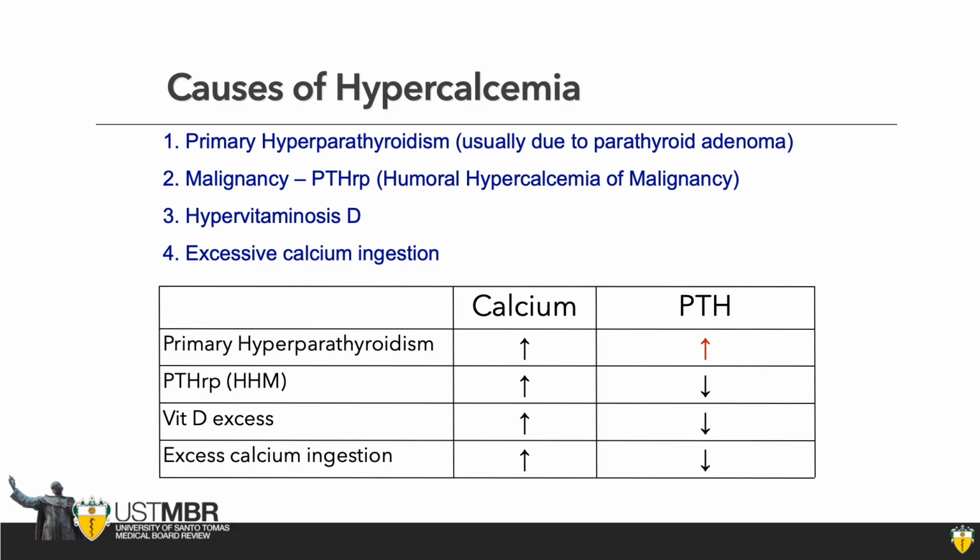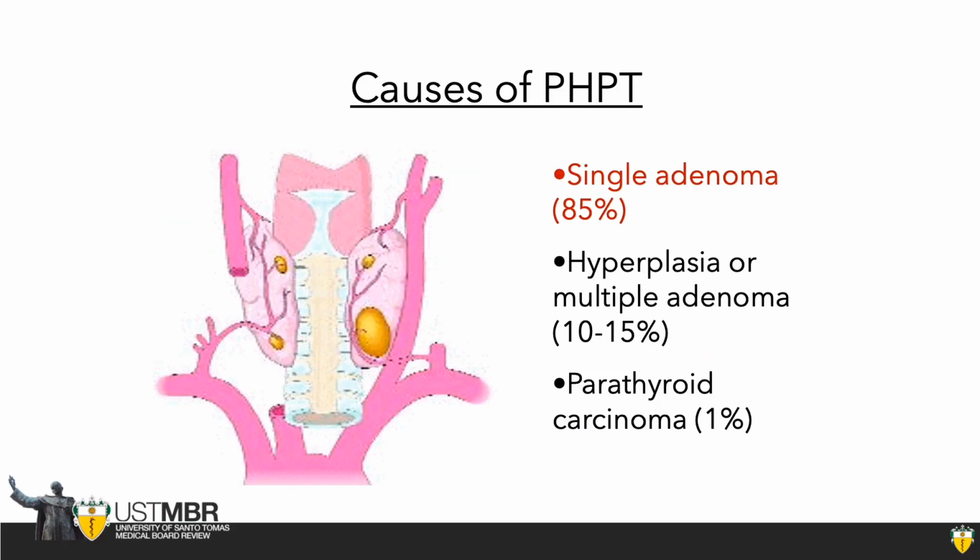However, if your calcium is elevated, generally by negative feedback, PTH should be low. If it's normal or high, then you have primary or tertiary hyperparathyroidism. We'll talk about terminologies in a while. The most common cause of primary hyperparathyroidism is a single adenoma.